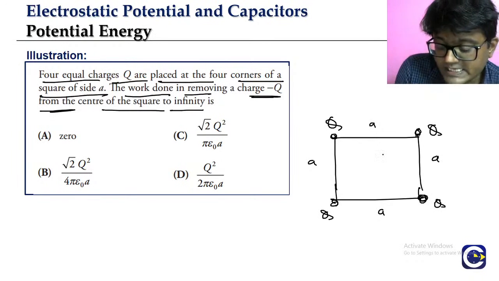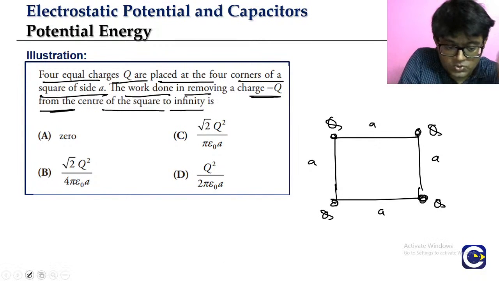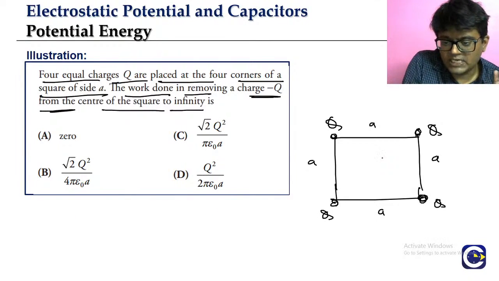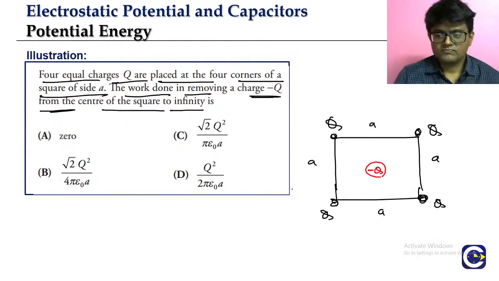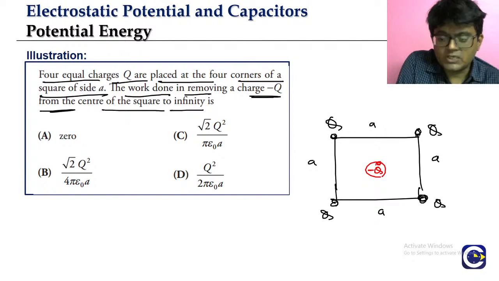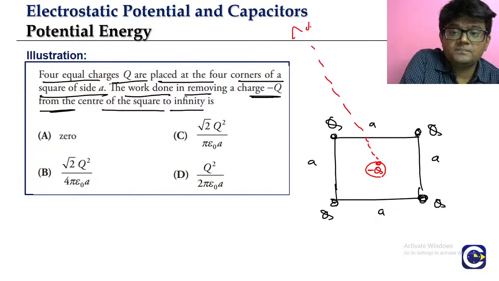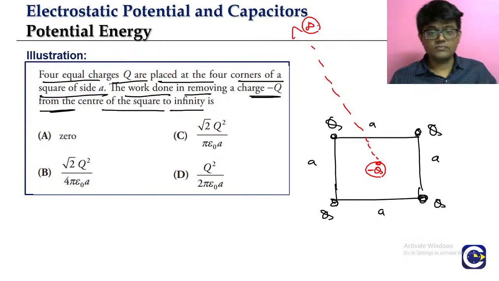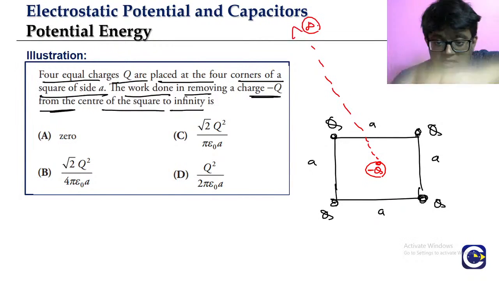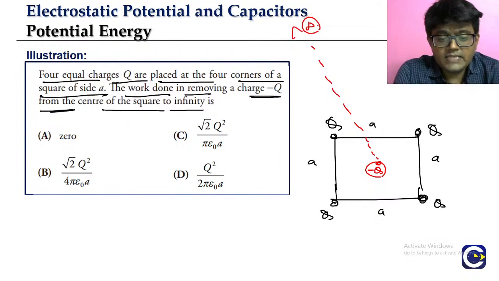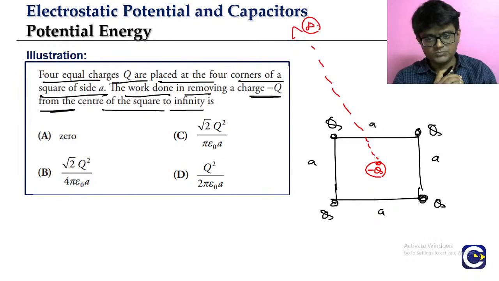So in the center of the square, suppose there is a minus Q charge. We should remove this minus Q charge and take it to infinity. From the center of the square we should take it all the way to infinity. For that, they are asking what is the work to be done.